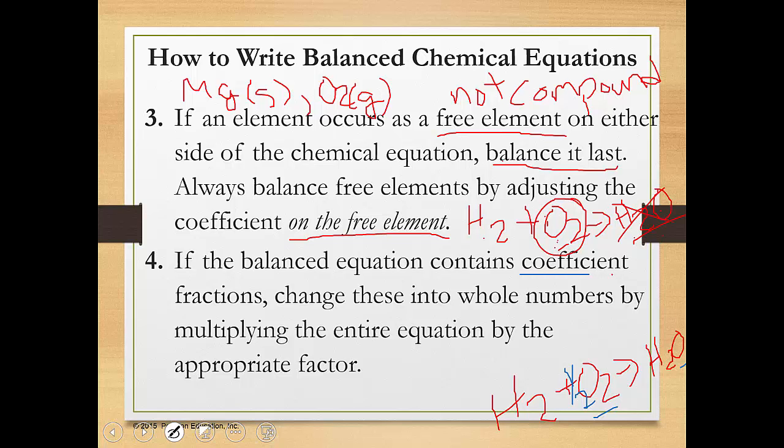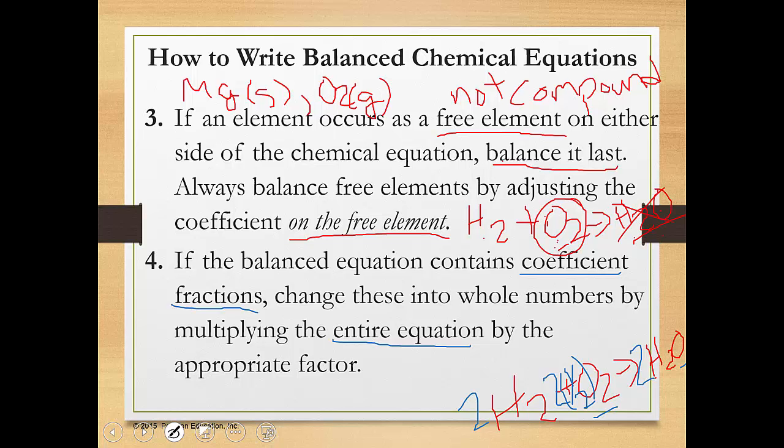So if we have, in this case, the coefficient fraction of 1/2, I change them into whole numbers by multiplying the entire equation by whatever I need to get rid of the fraction. So for instance, for 1/2, I need to multiply by 2, so 2 times 1/2 is equal to 1. If I do that, I can't do it just to the fraction. I have to do that to everything in here. So I'm going to multiply that by 2, I'm going to multiply 2 by 1/2, and I'm going to put a 2 here.